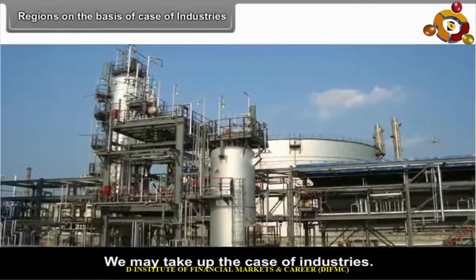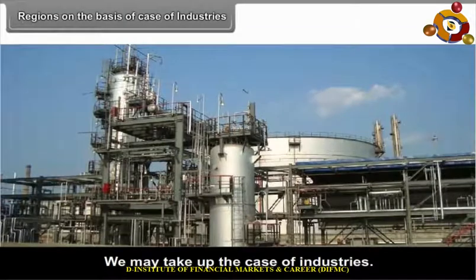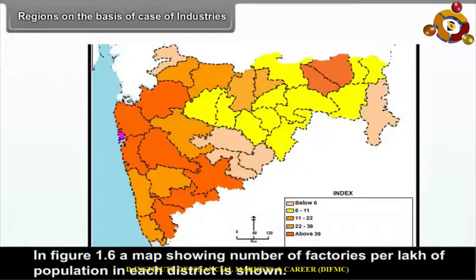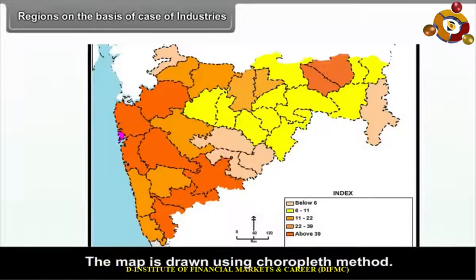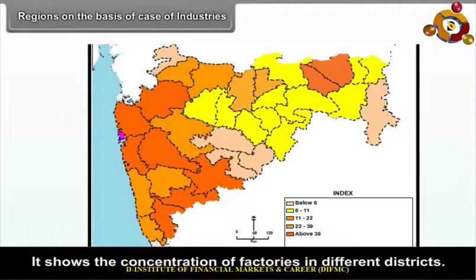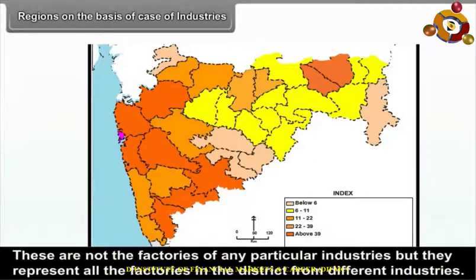We may take up the case of industries. In figure 1.6, a map showing number of factories per lakh population in each district is shown. The map is drawn using choropleth method. It shows the concentration of factories in different districts. These are not the factories of any particular industry, but they represent all the factories in the district from different industries.